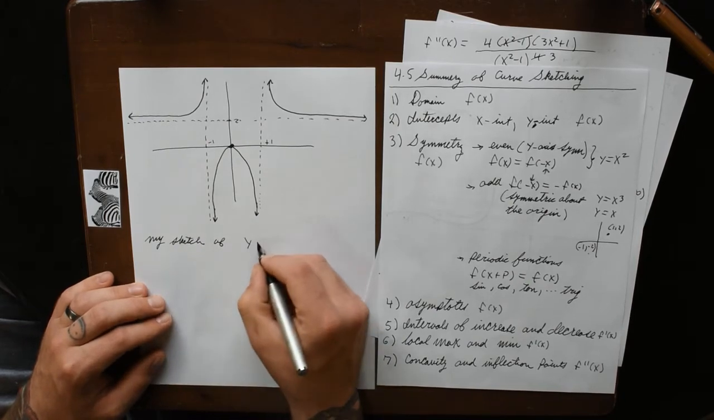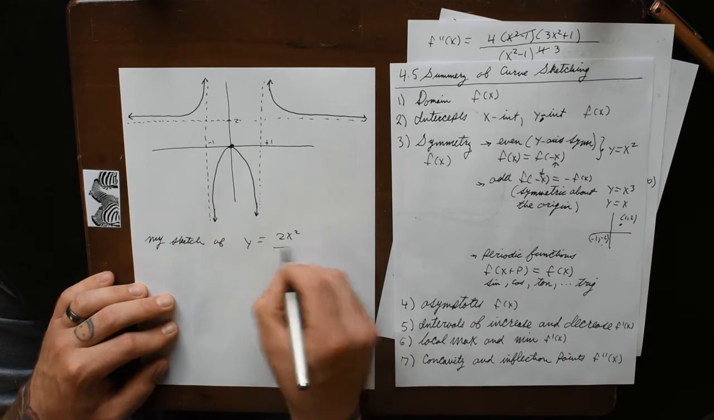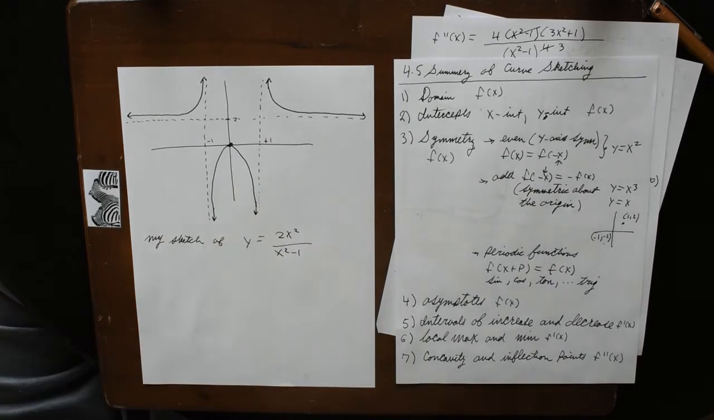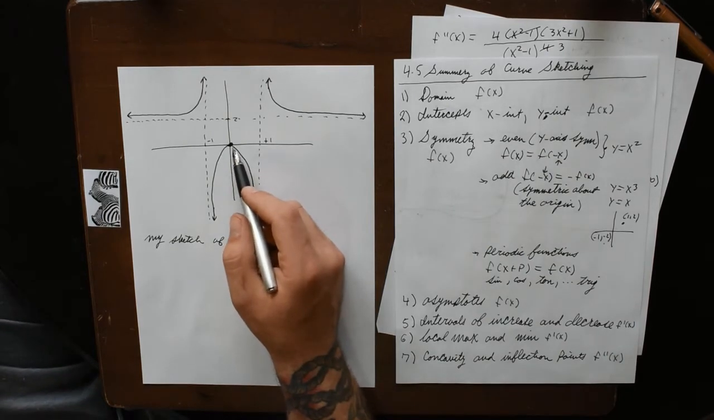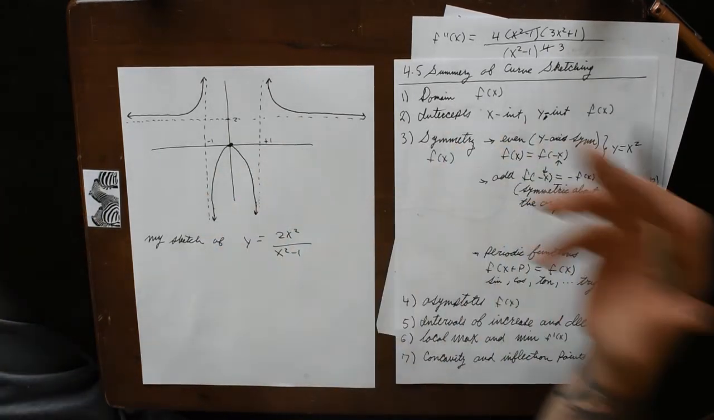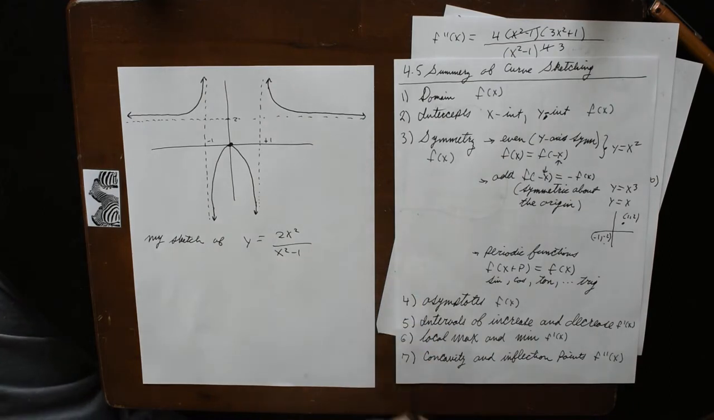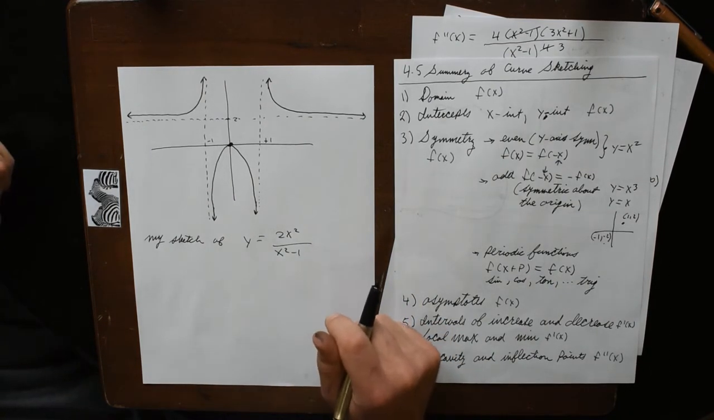of y is equal to 2x squared over x squared minus 1. It gives us a lot of important information. We've got our one critical point, our x-intercepts, our y-intercept. We know about end behavior. We know about asymptotes. This gives us a good idea for what the curve is supposed to look like.